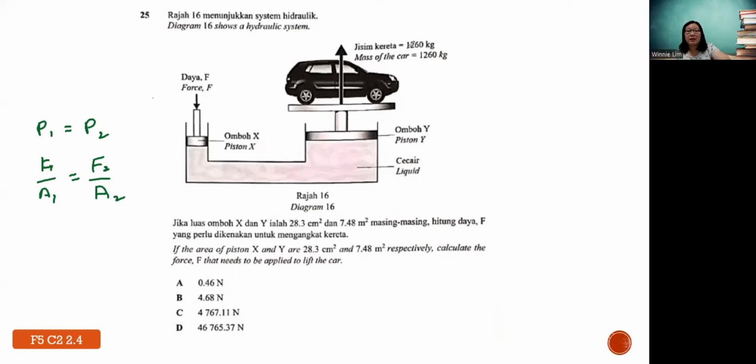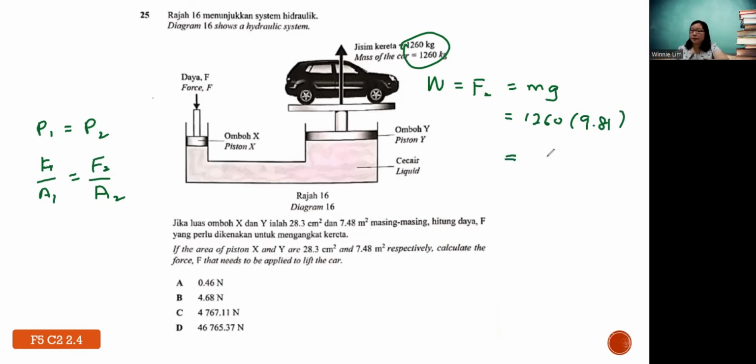when we talk about force, it is really force, not mass. In this case, they are using the mass of the car. But how do we change to the idea of force? It is the weight of the car, right? Which is mg. So you first find out the weight, times 9.81.